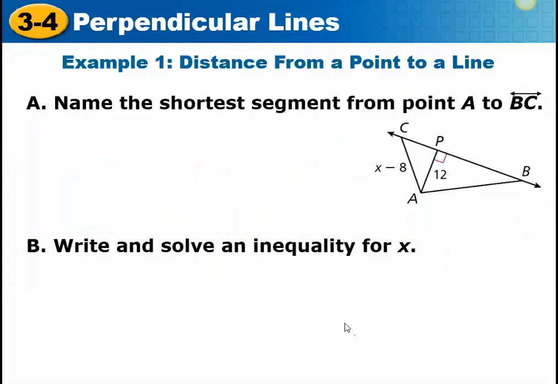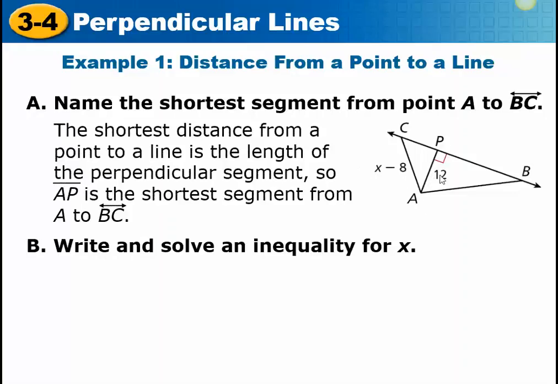All right, in this example, we're going to name the shortest segment from point A to BC, and BC is a line. See the line? And they'd give you 3 segments to choose from. We could choose AC, AP, or AB. Well, the shortest segment is the perpendicular to the line one, so AP, because the distance from a point to a line is always defined as the shortest segment, which is always the perpendicular segment from that point to the line.